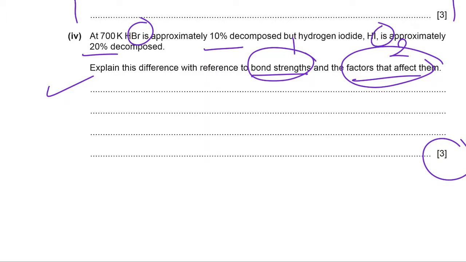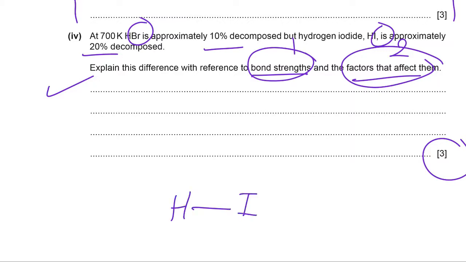Why is it more reactive? Because the size of bromine is smaller than iodine. So because it's small, that means the force of attraction between the nucleus and the covalent electrons will be stronger than the force of attraction between the nucleus of the iodine atom and the paired electrons. What do I mean by paired electrons? I mean the electrons which are shared in the bond.